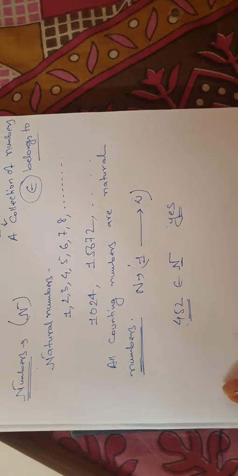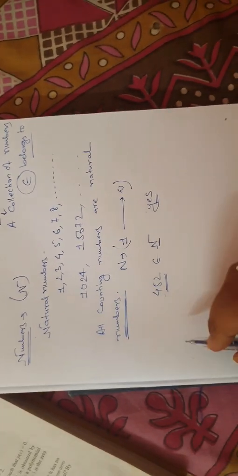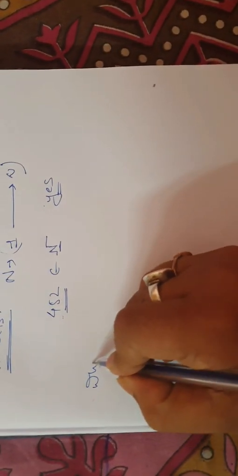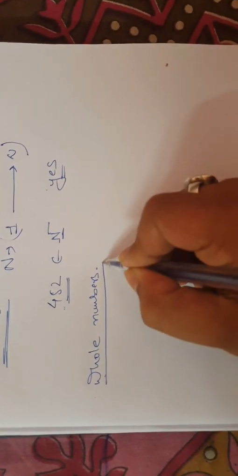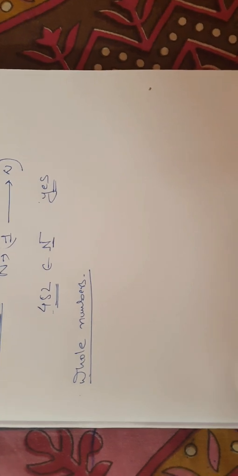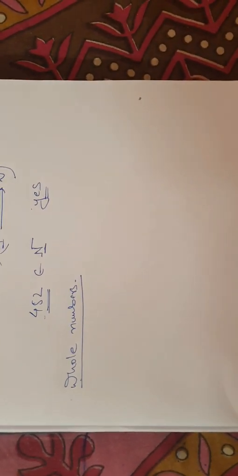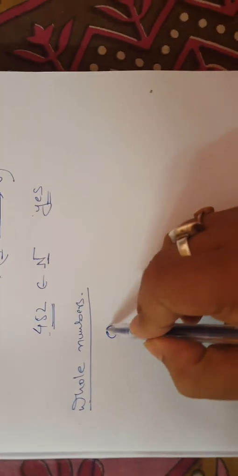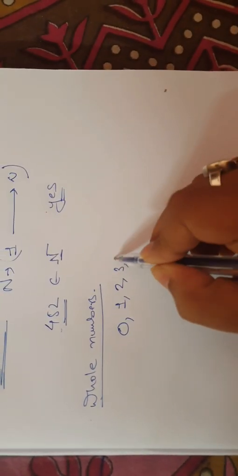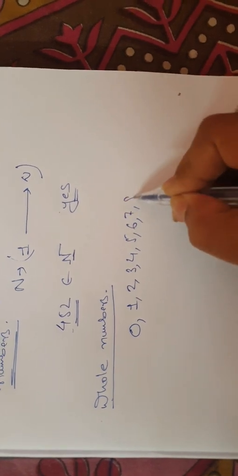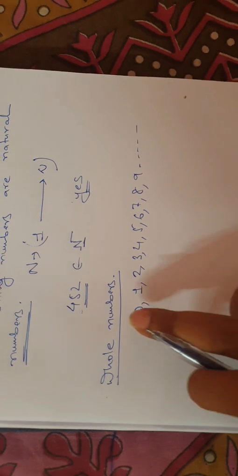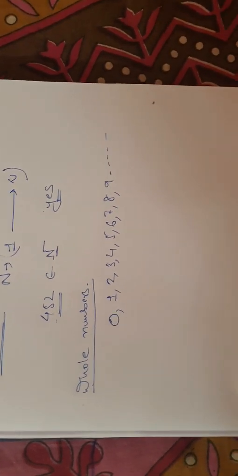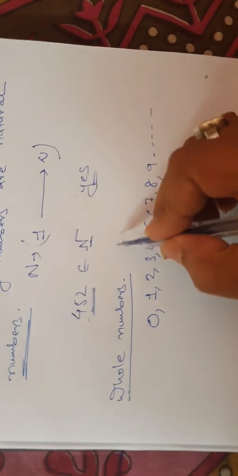Got my point? Now after natural numbers there is the set of whole numbers. Let's come to whole numbers. Okay, now in case of whole numbers, what happens? Whole numbers are those numbers which start from 0 and then continue with all the natural numbers. It's the set of natural numbers only, just one extra number is there, that is 0. Got my point? So the set of whole numbers is denoted by W.